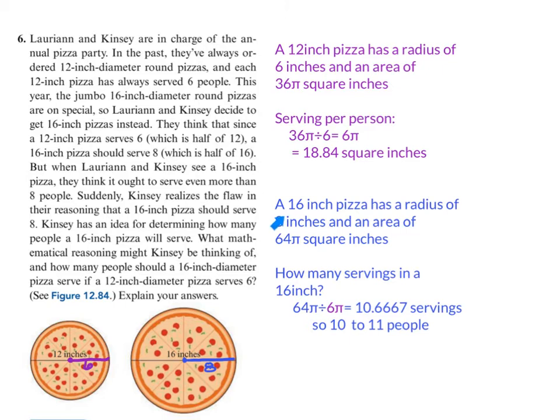So we look at the 16-inch pizza. That would have a radius of 8 inches, and 8 squared times pi is 64 pi square inches. So that's giving us the area of the larger pizza. And we know that each serving should be 6 pi. So we divide by 6 pi. 64 pi divided by 6 pi is 10 2/3 servings. So it will feed between 10 and 11 people.